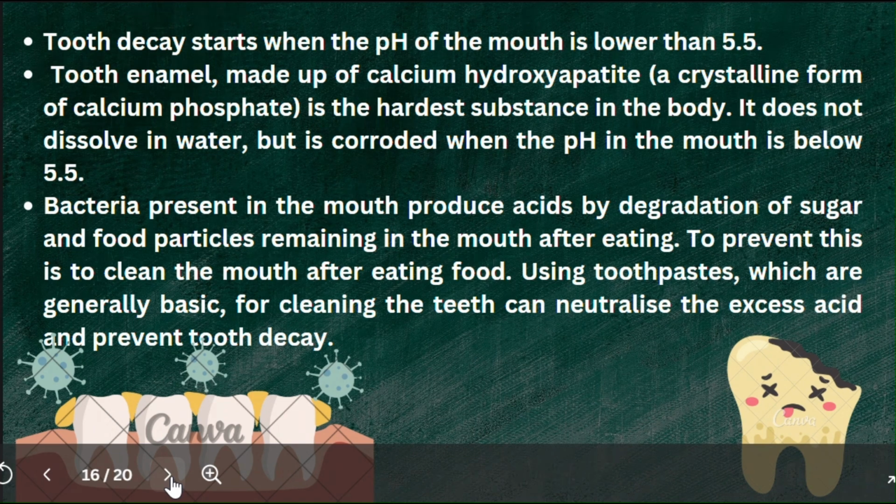The bacteria present in the mouth produce acids by degrading sugar and food particles remaining in the mouth after eating. To prevent this, we usually clean our mouth after eating food using toothpaste, which is generally basic. This neutralizes the excess acids and prevents tooth decay. That's why we are always advised that whenever we eat our meals, we need to brush our teeth immediately to avoid tooth decay.